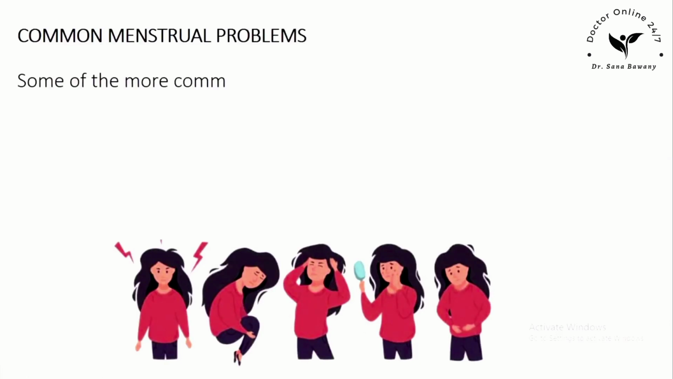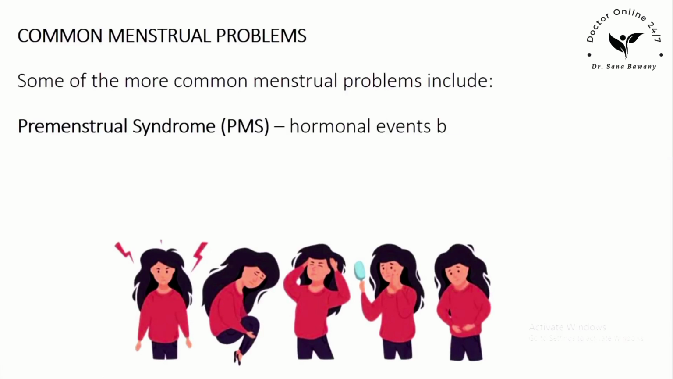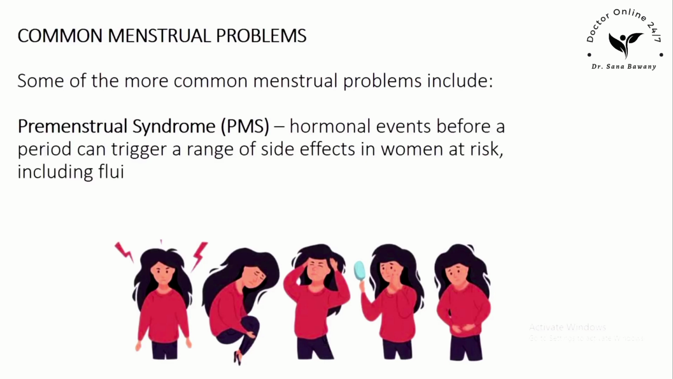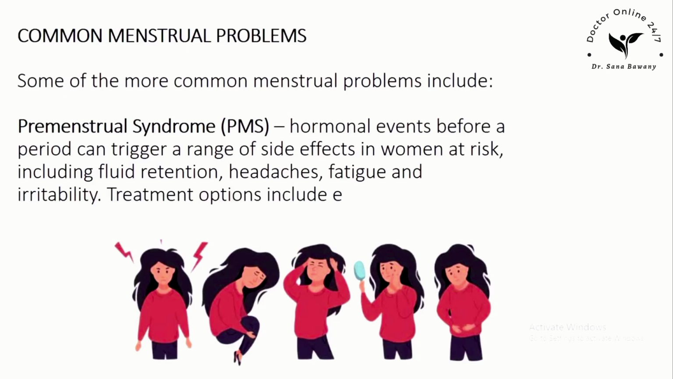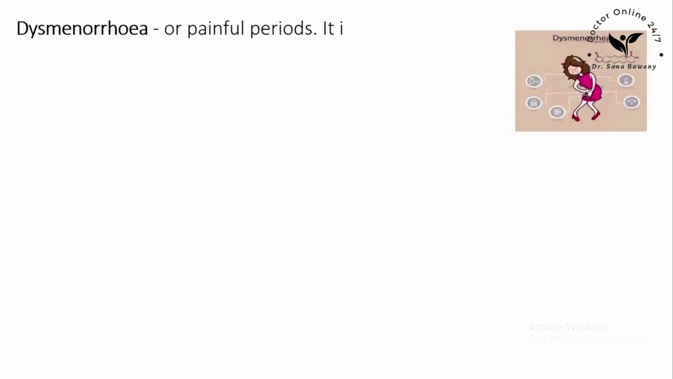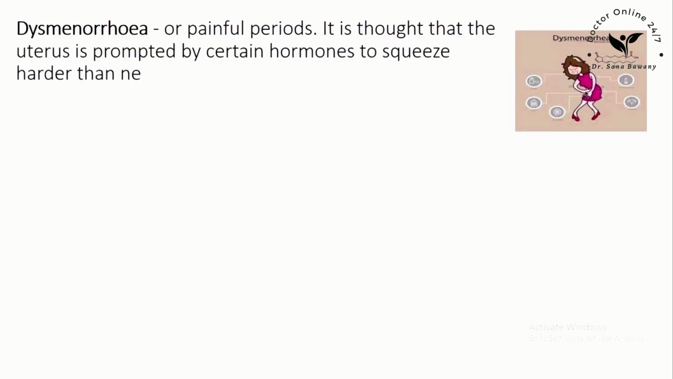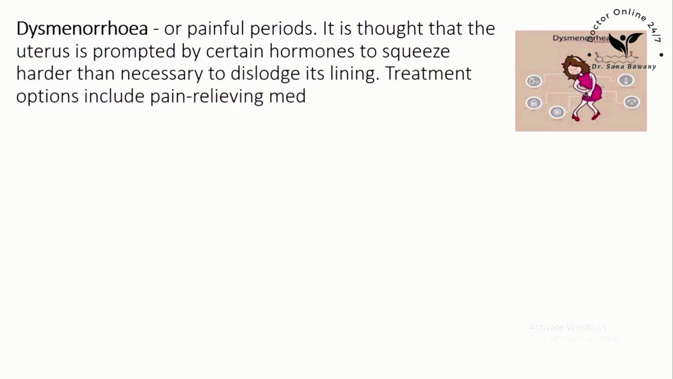Common menstrual problems. Some of the more common menstrual problems include premenstrual syndrome, PMS. Hormonal events before a period can trigger a range of side effects in women at risk, including fluid retention, headaches, fatigue, and irritability. Treatment options include exercise and dietary changes. Dysmenorrhea, or painful periods. It is thought that the uterus is prompted by certain hormones to squeeze harder than necessary to dislodge its lining. Treatment options include pain-relieving medication and the oral contraceptive pill.